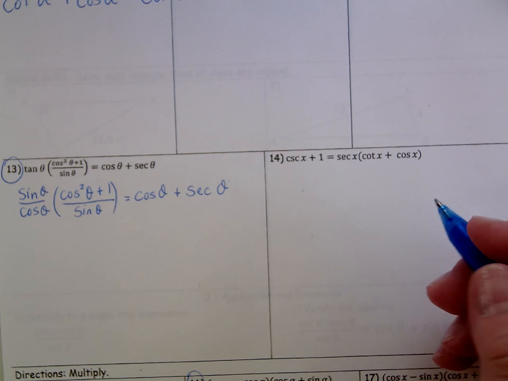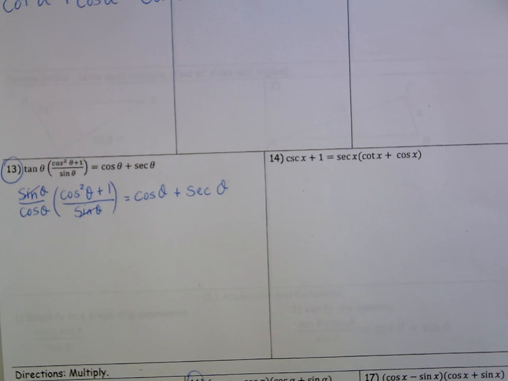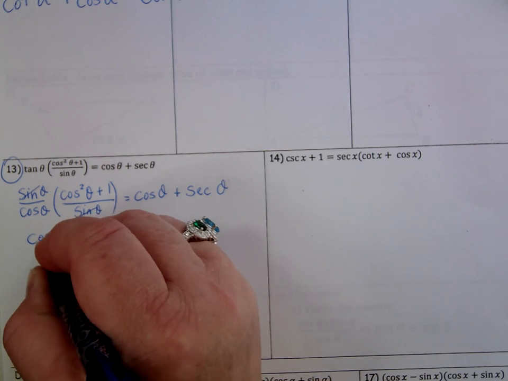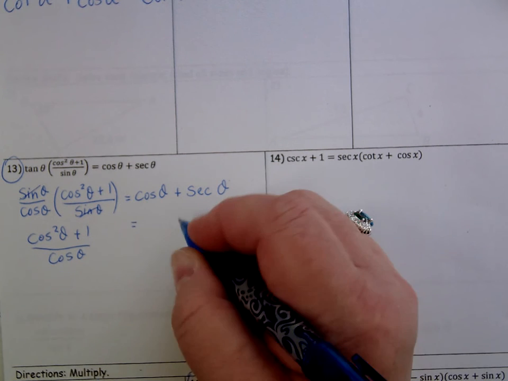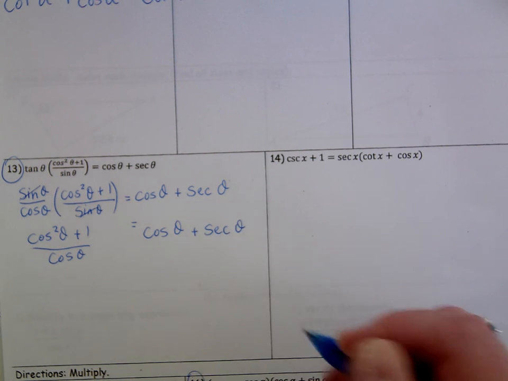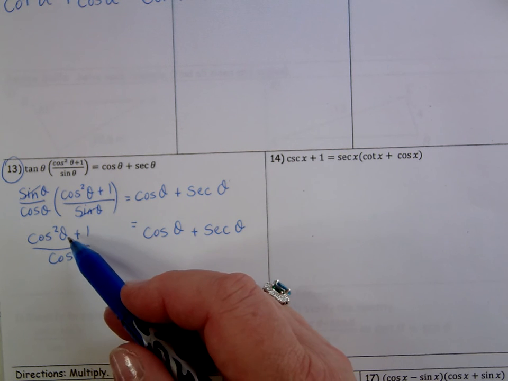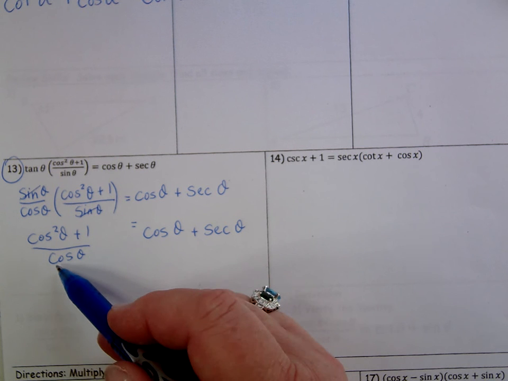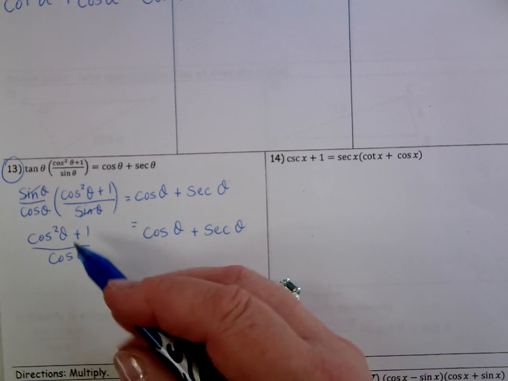I end up with the sines canceling, top and bottom. And so now what I have on the left is the cosine squared theta plus 1 over the cosine of theta. And on the right, I'm not changing anything yet. Well, I can see over here I've got cosines. I'd kind of like to cancel them, but I can't. But I can separate this because it's a single denominator. We saw that in day 1's notes. If I have a single denominator, I'm allowed to split it.